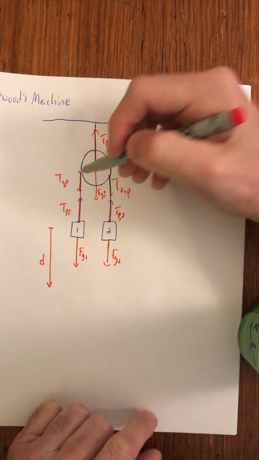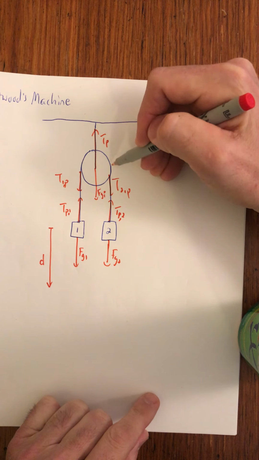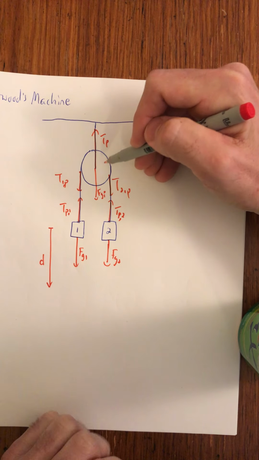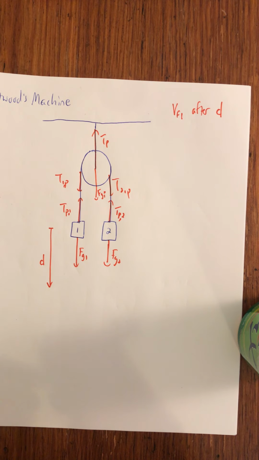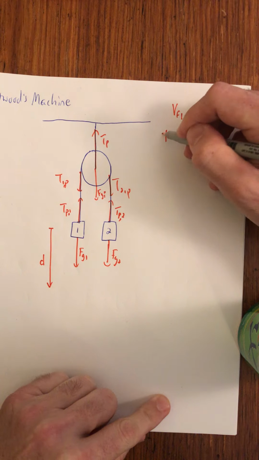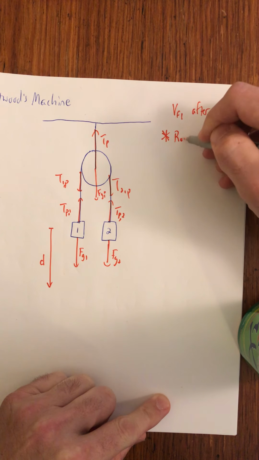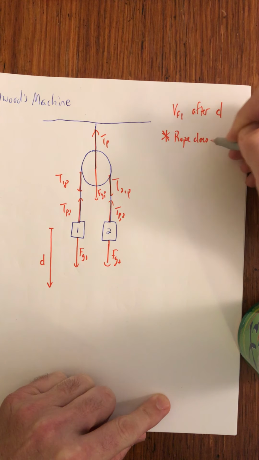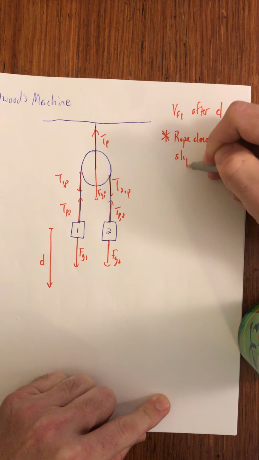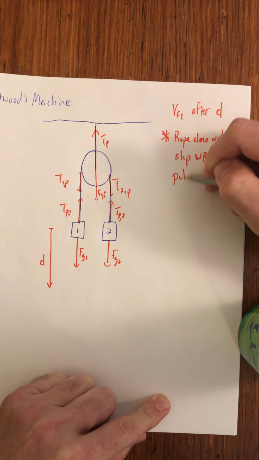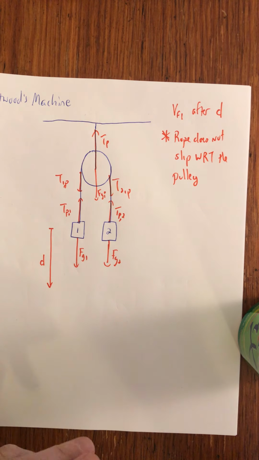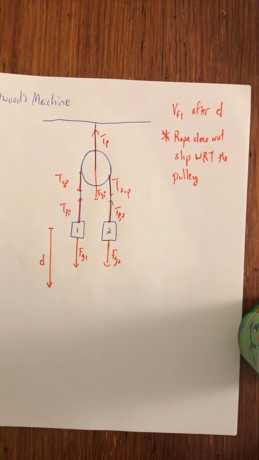Now, we talked once again about the static friction force between the wheel and the rope and between the rope and the wheel. That's going to become important in just a couple of minutes. And remember, we said that the rope does not slip with respect to the pulley. In this problem, we'll see the analysis that really makes that super important.